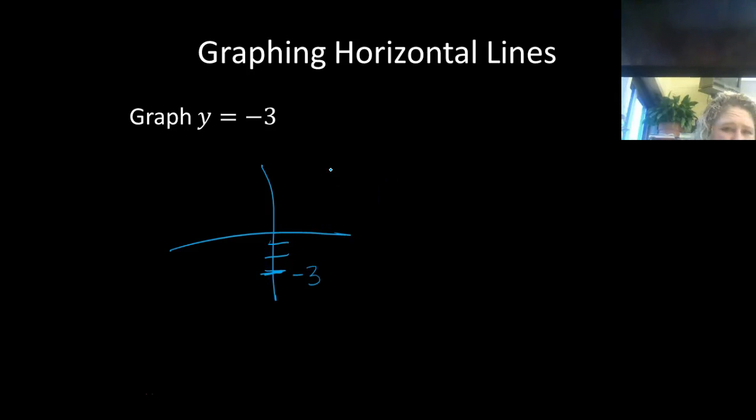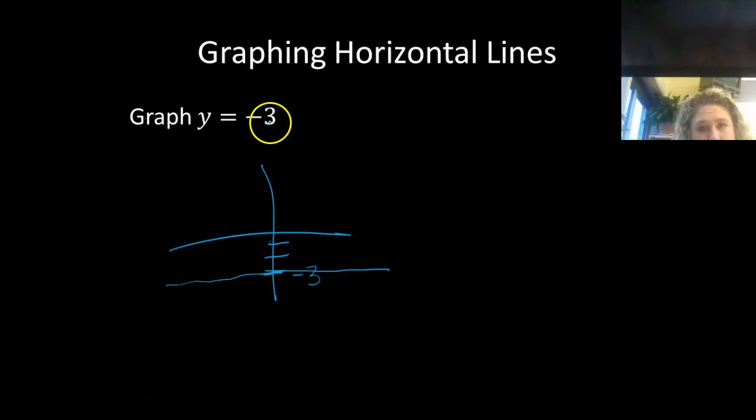Now, is there an x value? We should go through. This is where y equals negative 3. Any point along this line is when y is negative 3. So this is what it looked like. But now let's go back into our standard form.